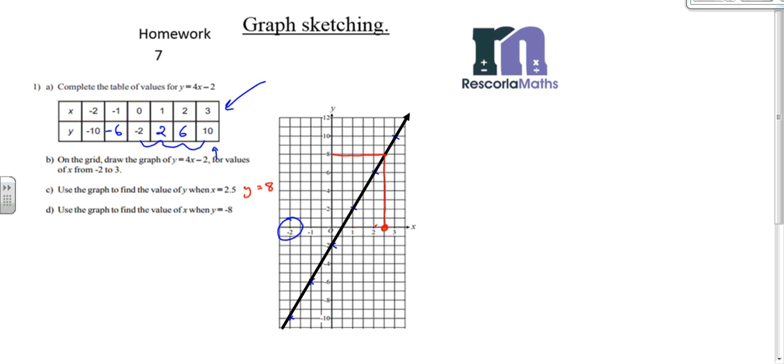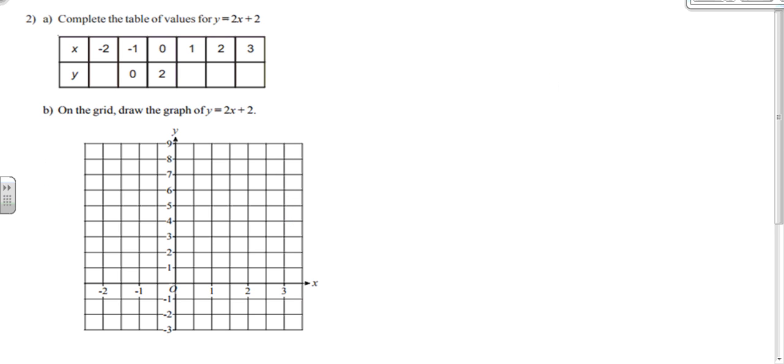Next, they say use the graph to find the value of x when y equals minus 8. So we go to minus 8 on the y-axis, because it says y is minus 8. So this here is the y-axis. Go down to minus 8, read across, and then read up. And that is minus 1.5. So x is minus 1.5. That's what that one means. Don't worry if you didn't get that bit. The whole thing about this one is trying to sketch the graph. So if you did do it, very good.